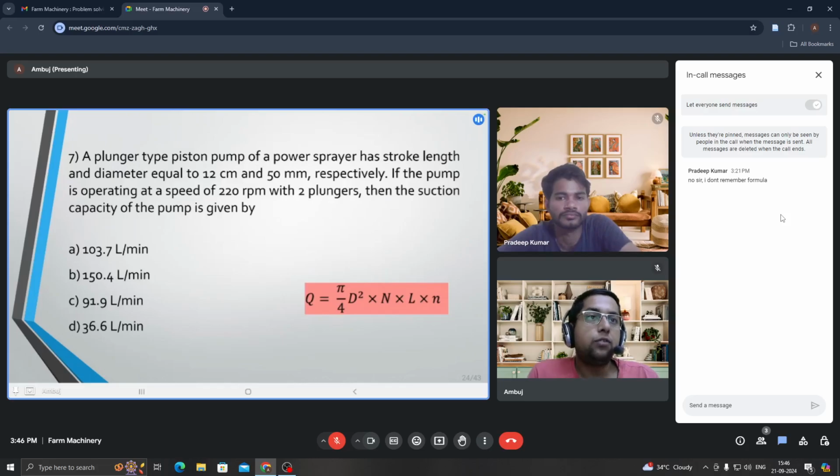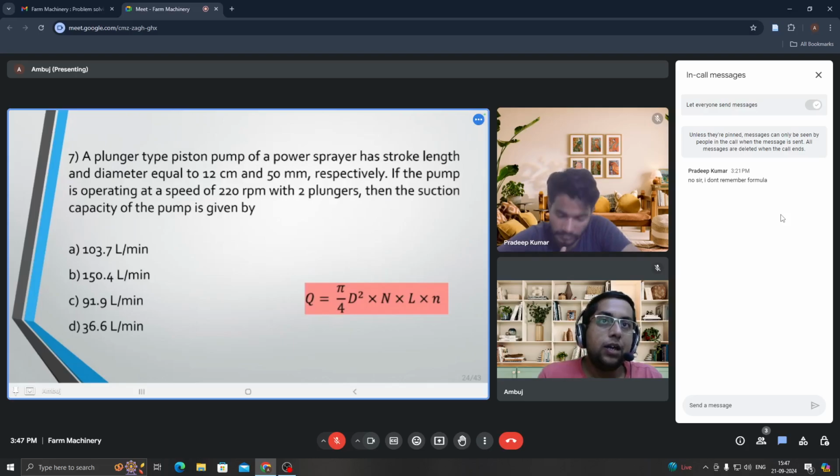So Q is given by the formula A into L into N into n. A is your area, that is pi d square by 4, multiplied by length. Capital N would be the number of plungers and small n would be the RPM, which will directly give you the discharge rate in liters per minute. No need to calculate it in liters per minute initially. Keep everything in SI units, then you will get the discharge rate in meter cube per second. After that, in whatever unit it is asked, you can directly convert.